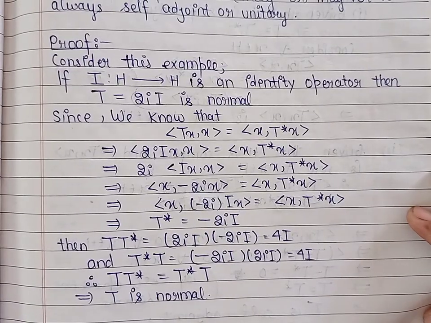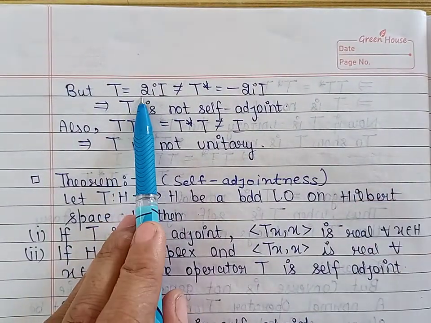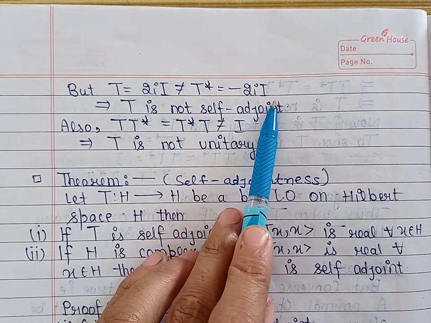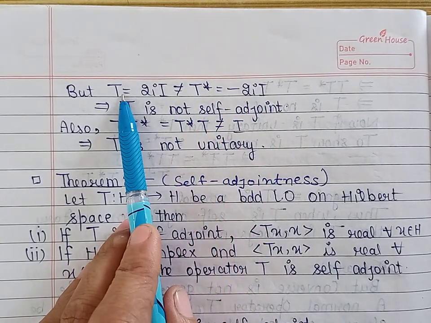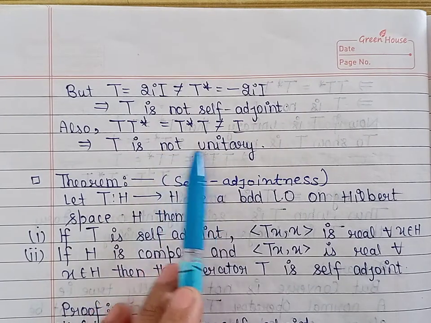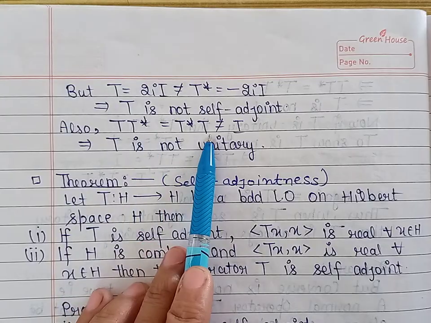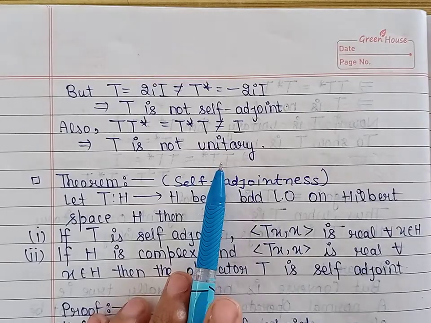Now we will show that T need not be self-adjoint or unitary. Because T is 2 iota into identity and T star is minus 2 iota into identity, both are not the same. So T is not identical to its Hilbert adjoint operator. So T is not self-adjoint. Now we show that T is not unitary. T into T star and T star into T are not equal to identity. So T is not unitary.